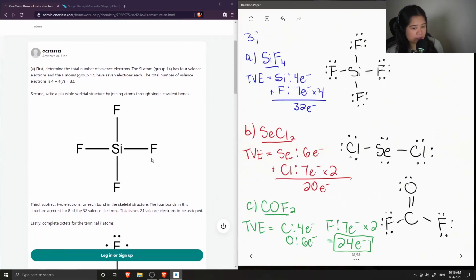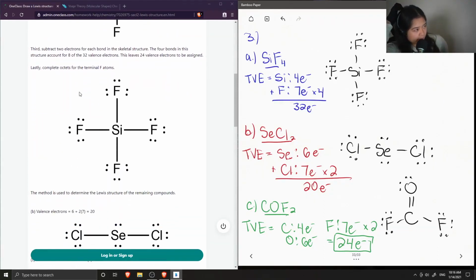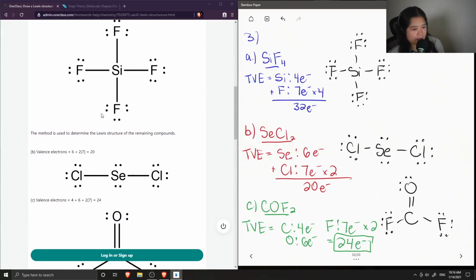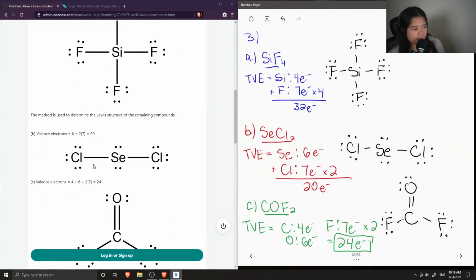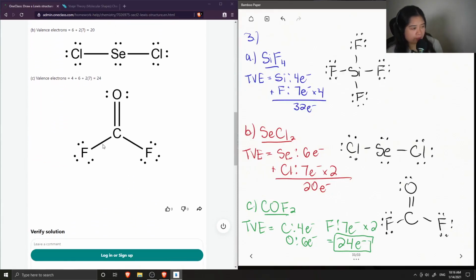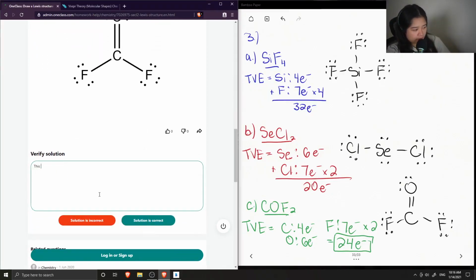Okay, so the junior tutor said for part A, first determine the total number of valence electrons, so they got 32. They have a plausible skeletal structure and wrote out all of the lone pairs and got the same Lewis structure I did, so that's correct. For the next molecule, 20 valence electrons, okay, so that's correct. And then for the last one, 24, and they have the double bonded oxygen. So this solution is correct.